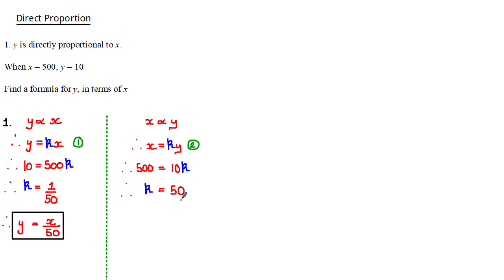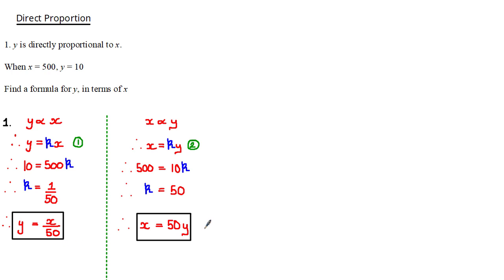Now, in order to find our general formula for x in terms of y this time, we need to sub this newfound value of k back into equation 2 to get the general formula to be x is equal to 50y. Okay? And comparing both equations, you should be able to see that these two equations are equivalent. And you'll see this by dividing both sides of this equation by 50 to give you this equation, y is equal to x over 50.